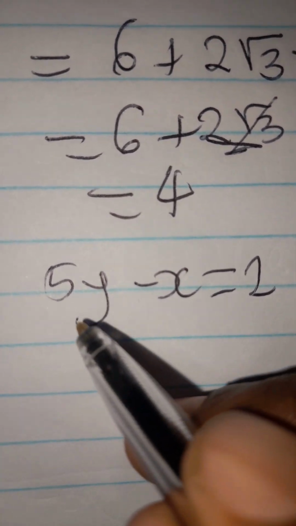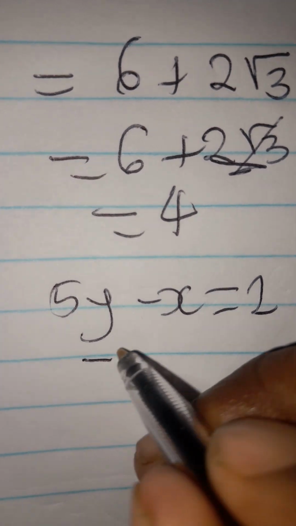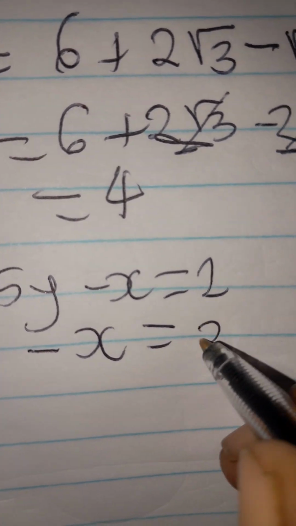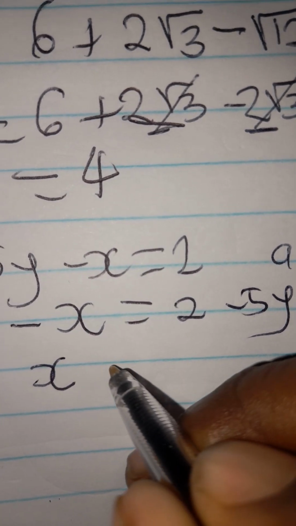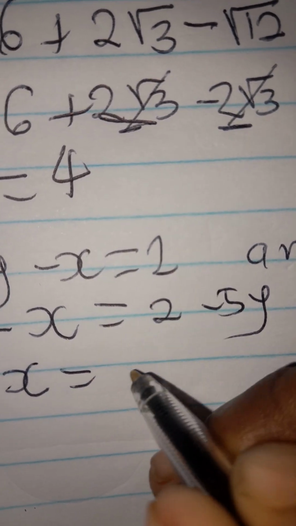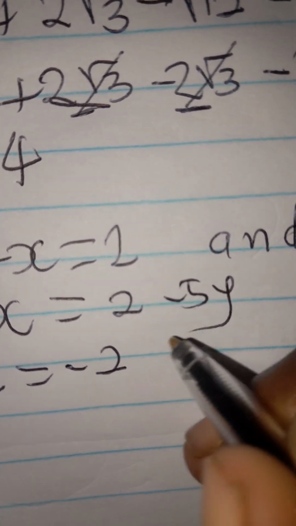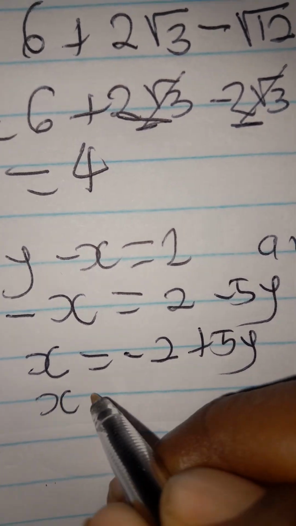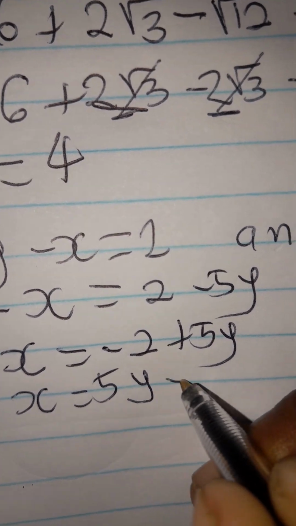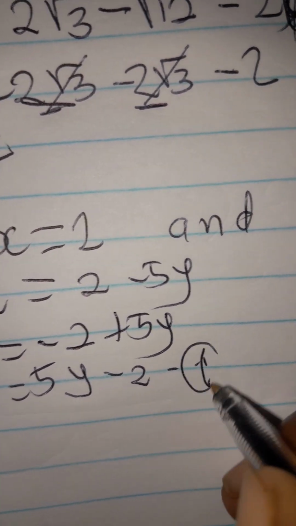So let's take 5y to the other side. So we are going to have negative x is 2 minus 5y. Divide both sides by negative 1. This will be positive, this will be negative. So x will be 5y minus 2, written in standard form. So this is equation 1. And you will name the other equation 2.